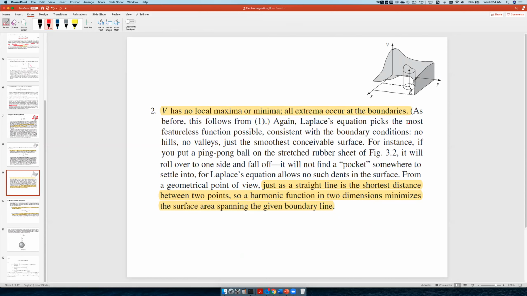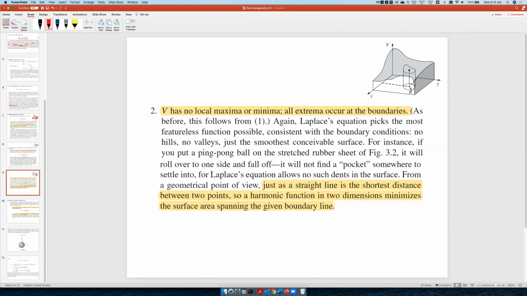Again, the Laplace equation picks the most featureless function possible, consistent with the boundary conditions. There should be no hills, no valleys, just the smoothest conceivable surface. For instance, if you put a ping pong ball on a stretched rubber sheet of this figure, it will roll over to one side and fall off. It will never find a pocket somewhere to settle into.